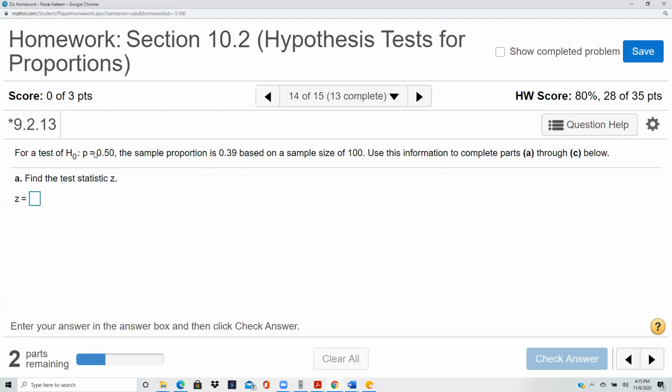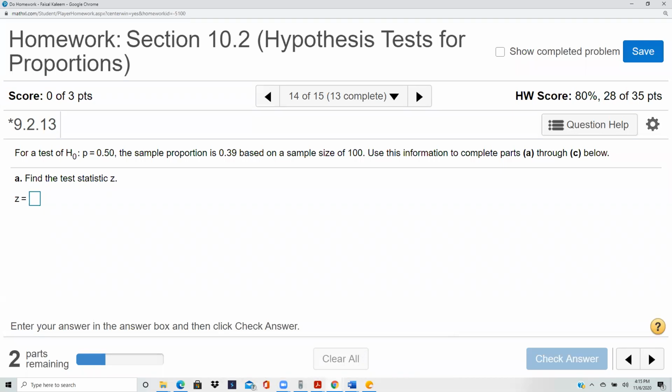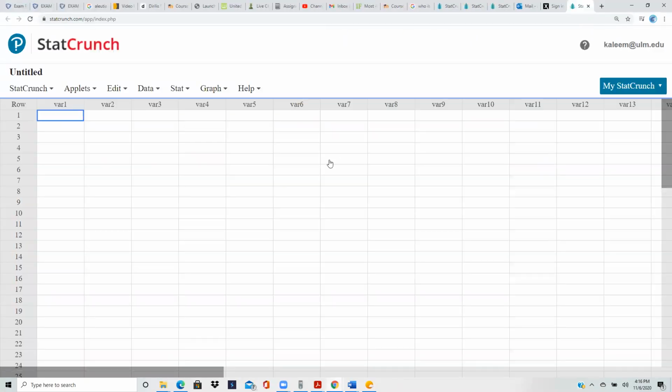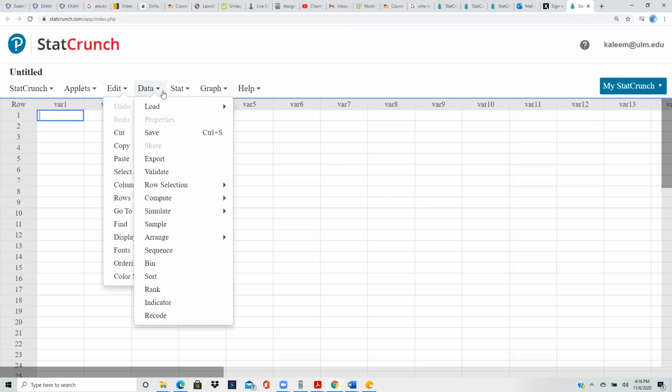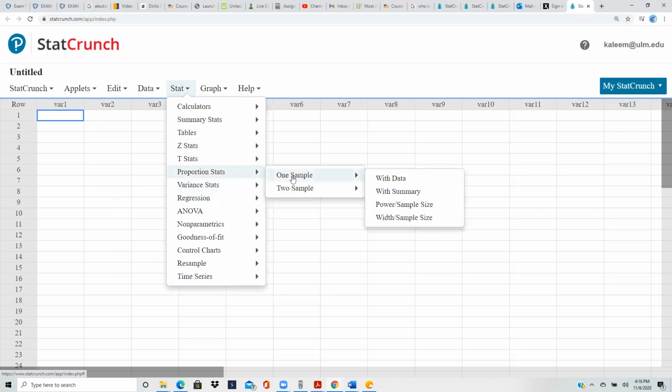For a test, null p equals 0.5, sample proportion is 0.39 based on a sample size of 100. Use this information to find the test statistic. So we'll do proportion stats because the hypothesis is in proportions. Stats, proportion stats, one sample summary.